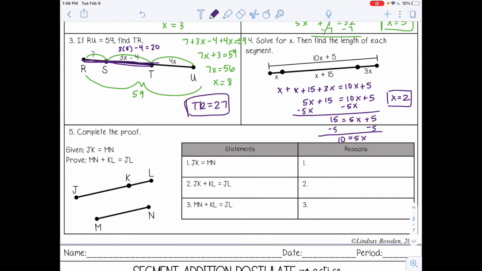So we solved for x, and then we want to find the length of each segment. This one would, of course, just be 2. X plus 15, so 2 plus 15, that would be 17. And then 3 times x, so 6. And then if we add all those together, 2 plus 6 plus 17, that would be 25.